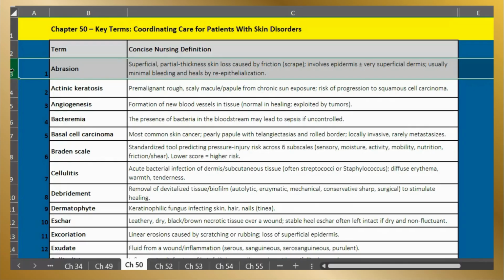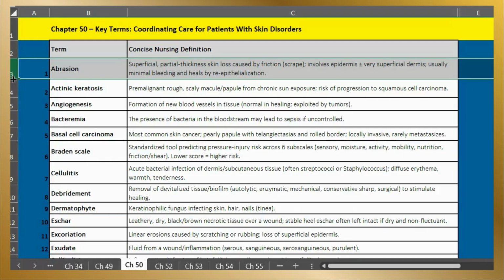Actinic keratosis: a pre-malignant, rough, scaly macule from chronic sun exposure, with risk of progression to squamous cell carcinoma. AK is like almost cancer from sun, actinic.